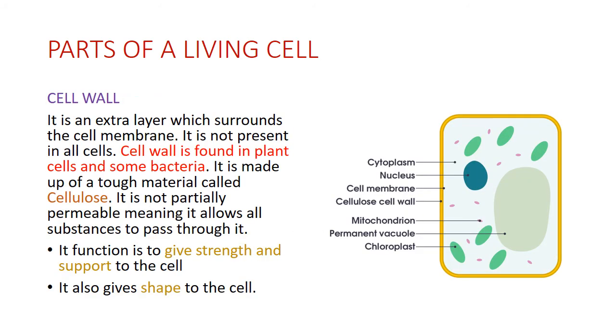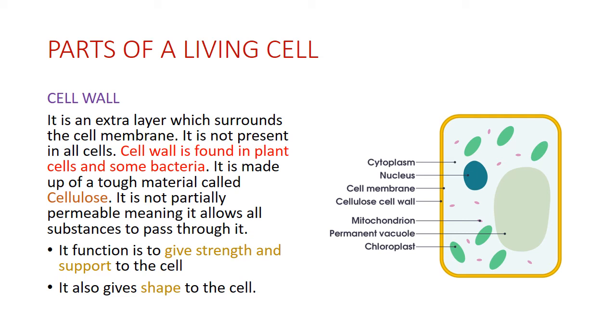Now let's go to the cell wall. The cell wall is also a part of a living cell, which is normally found around or outside the cell membrane. So there's a difference. Take note, there's a difference between the cell membrane and the cell wall. The cell membrane covers the cell as the first wall, but there is an extra wall around the cell membrane called the cell wall.